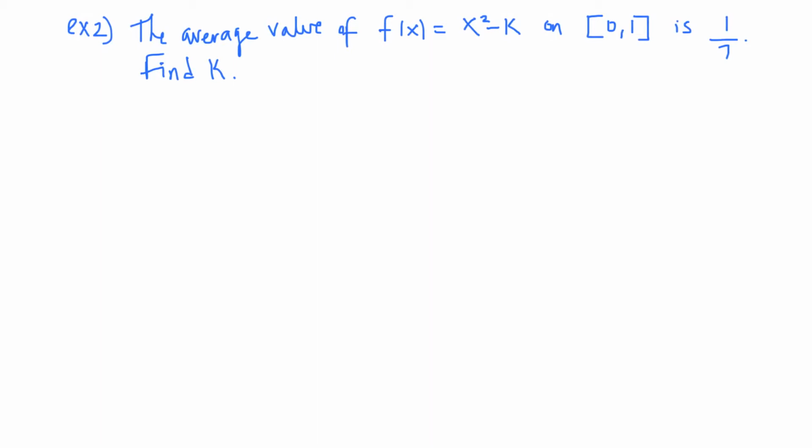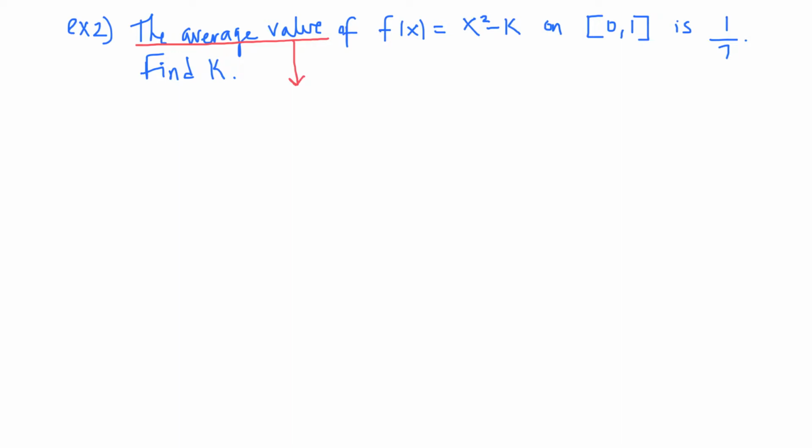Here's another very common question. This one goes back to the average value. Now, this is not an average rate of change, it's an average value. And so they're saying you have a function x squared minus k, and the average value of this function from 0 to 1 is 1/7, and they want you to find the k value so that the rest of it is a true statement.